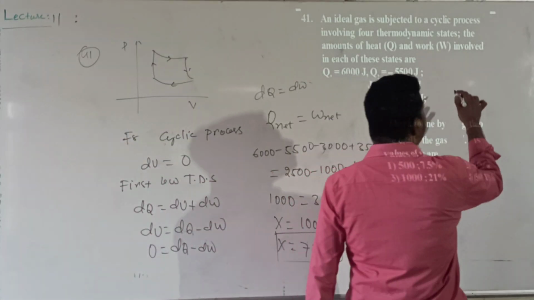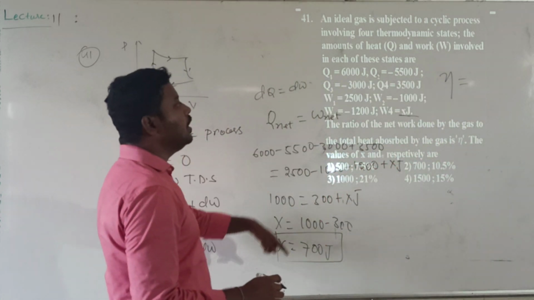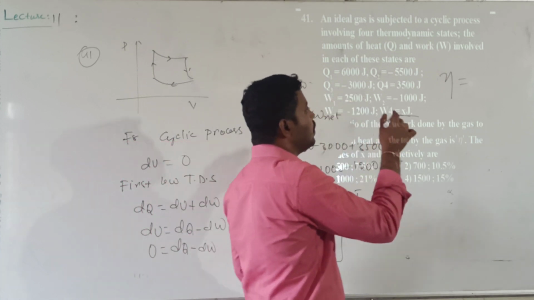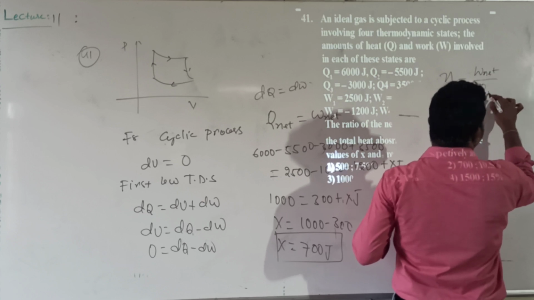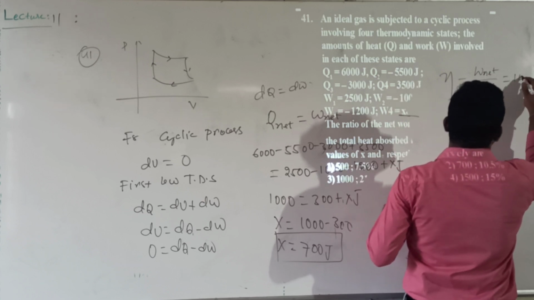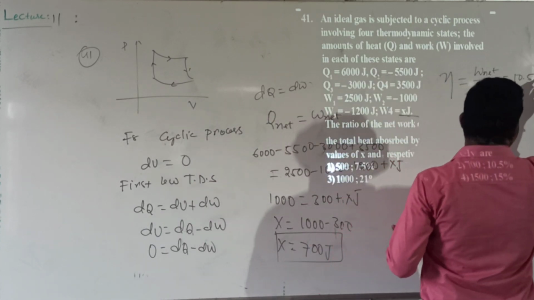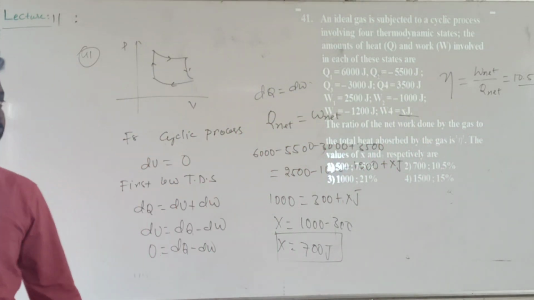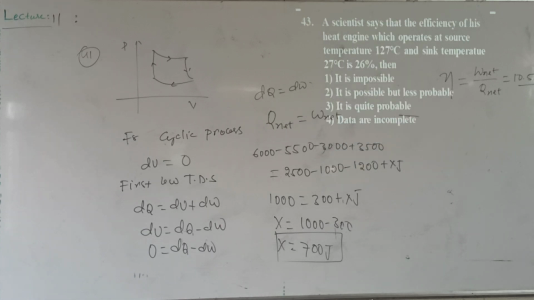So the x value is calculated. Now how can I calculate efficiency? Efficiency is the ratio between what and what? Net work done divided by total heat absorbed, so W net divided by Q net. Substituting the values, you will get the answer of 10.5%. Substitute total work done by total heat and you will get the answer. Understood? So this is the end of this question. Next, the next question.